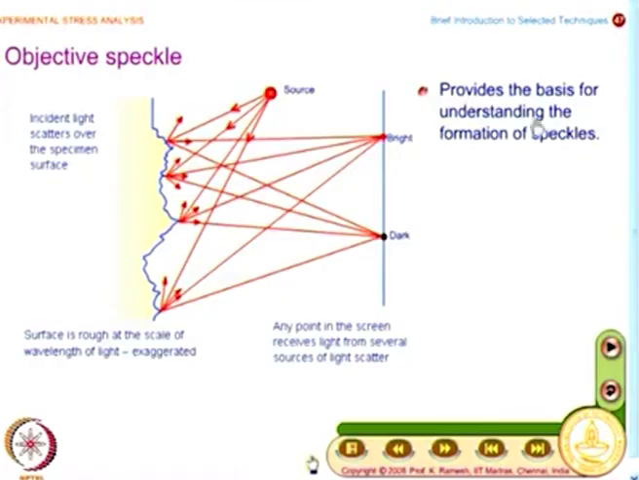Provides the basis for understanding the formation of speckles, and it is difficult to observe. Why is it difficult to observe?